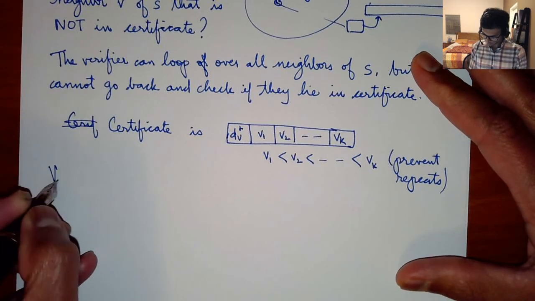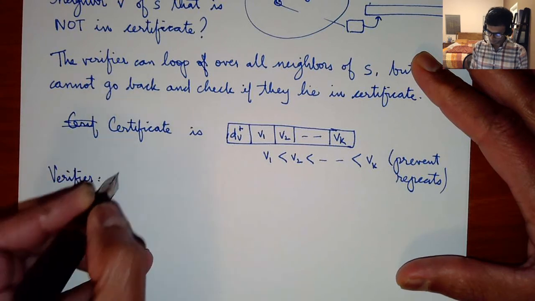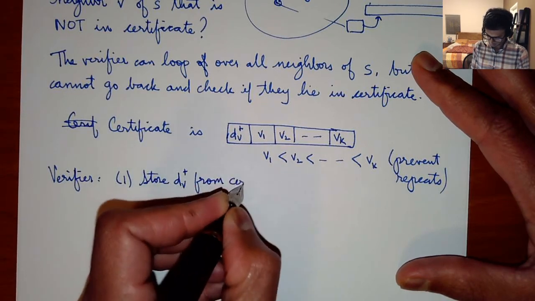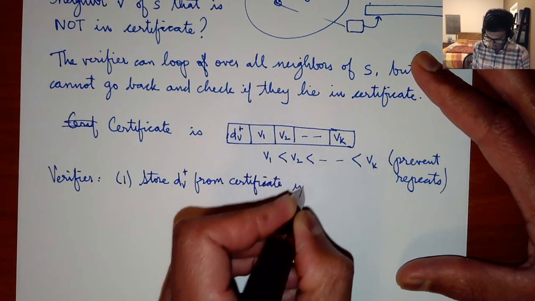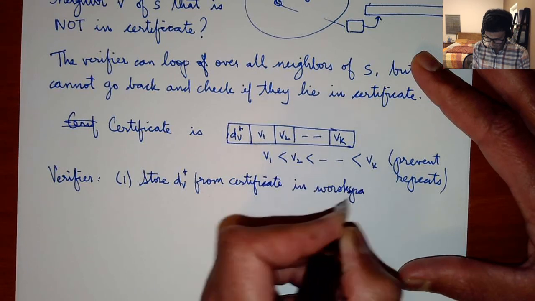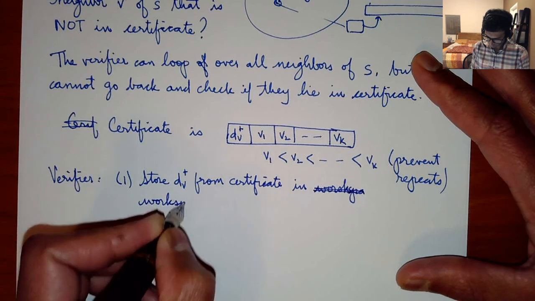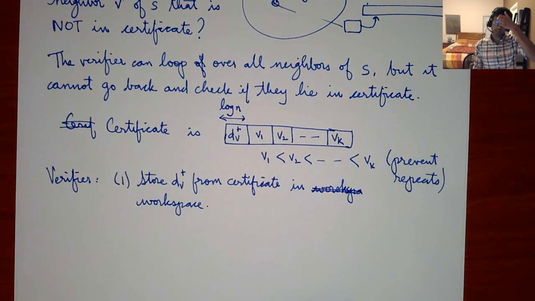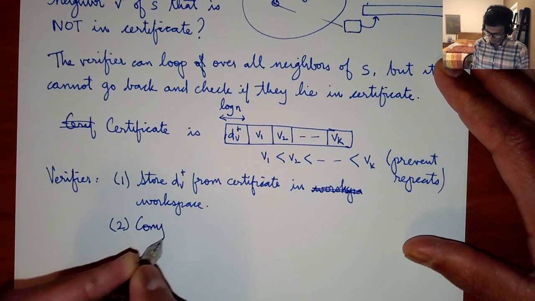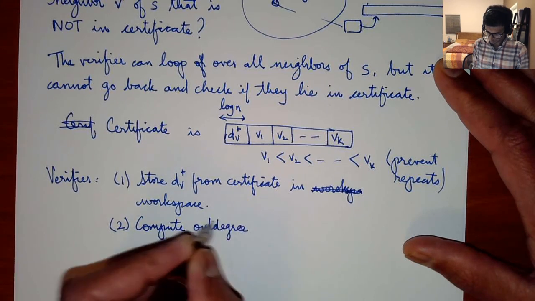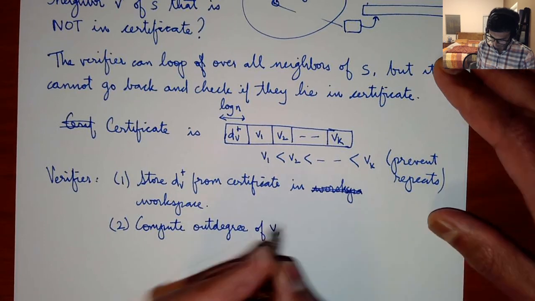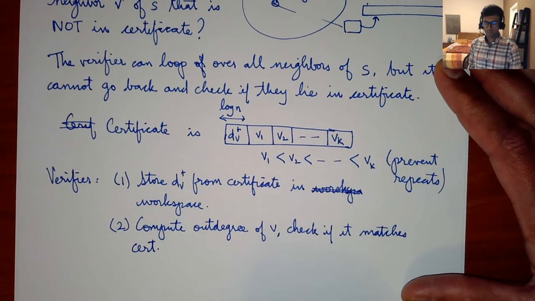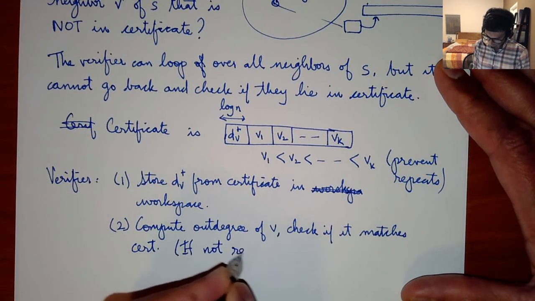So now let's look at what the verifier does. Step 1, store dv plus from the certificate in the workspace. Right, that it can do, because each of these is only log n bits. Compute out degree of v, check if it matches the certificate, and if not, reject.